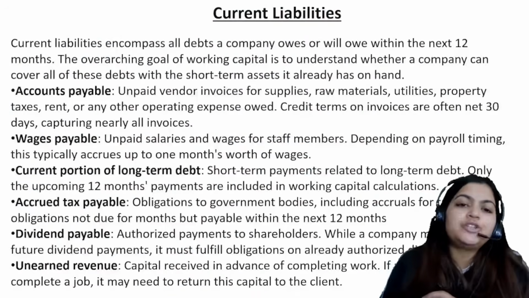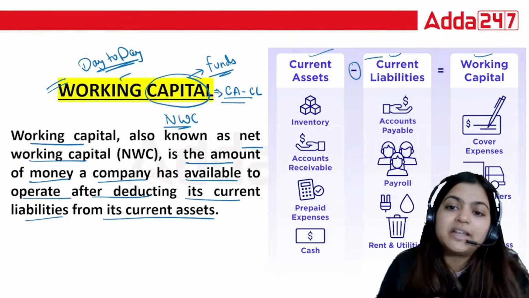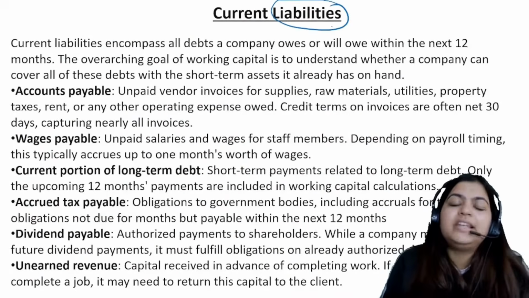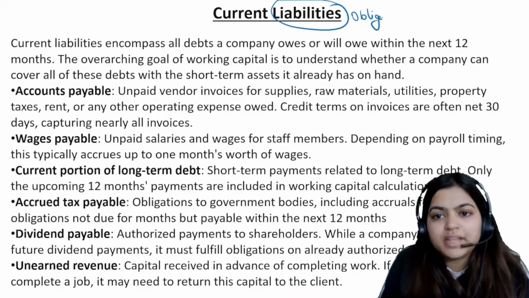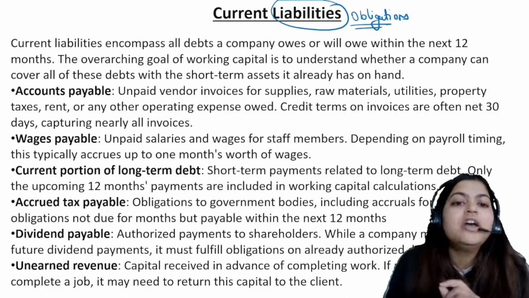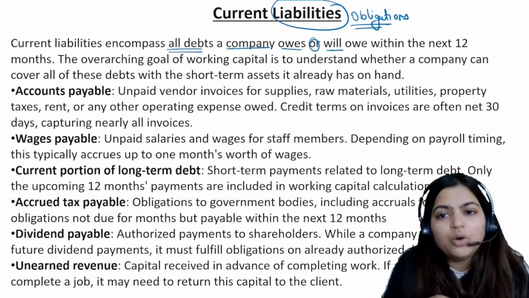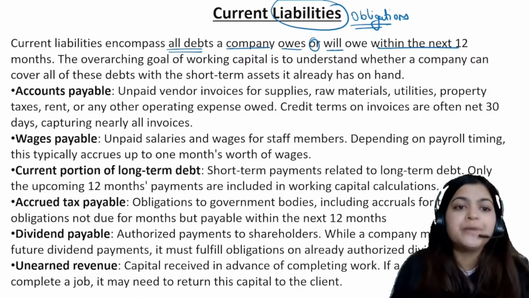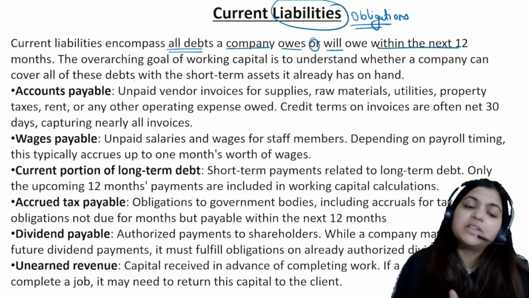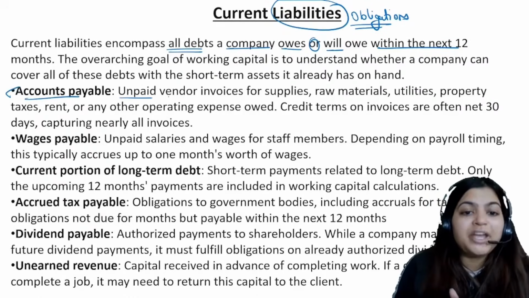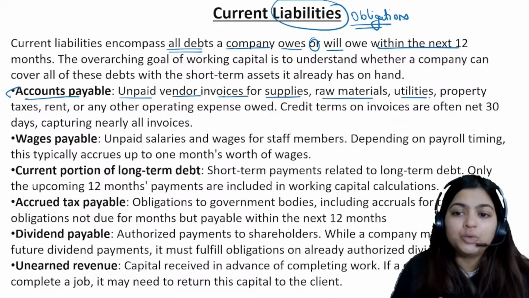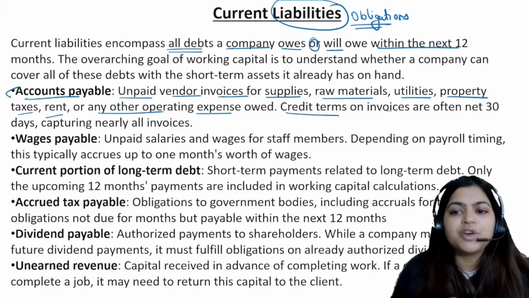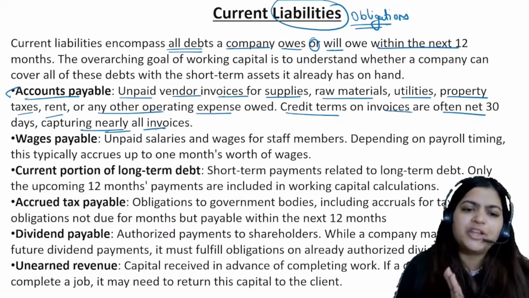Now, related to it, you will see one more term here, that is current liabilities. Just the opposite of your current assets. See, liabilities means your obligations. All debts a company owes or will owe within the next 12 months. That company owes, or within 12 months that company is required to pay. This will create current liabilities. Now we have different types, like accounts payable: unpaid vendor invoices for supplies, raw material, utilities, property taxes, rent, or any other operating expenses owed. Credit terms on invoices are often net 30 days, capturing all invoices.